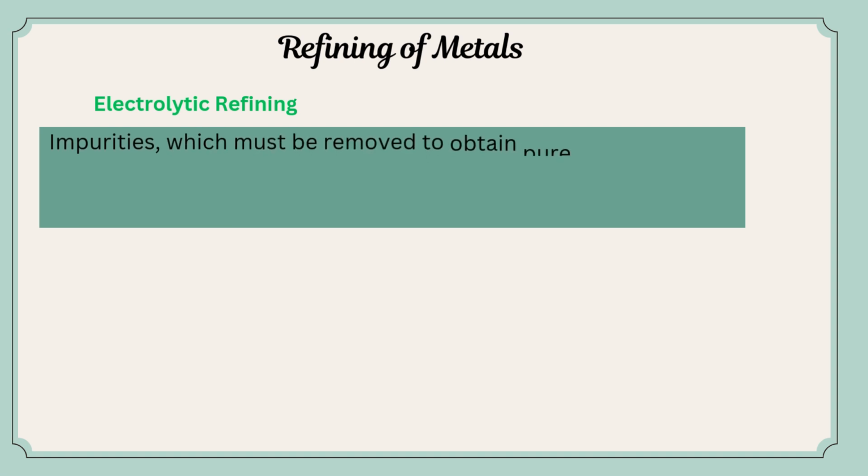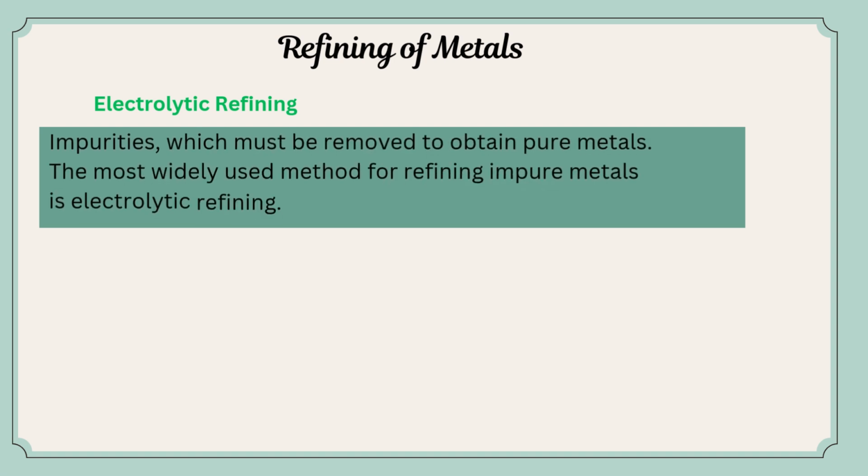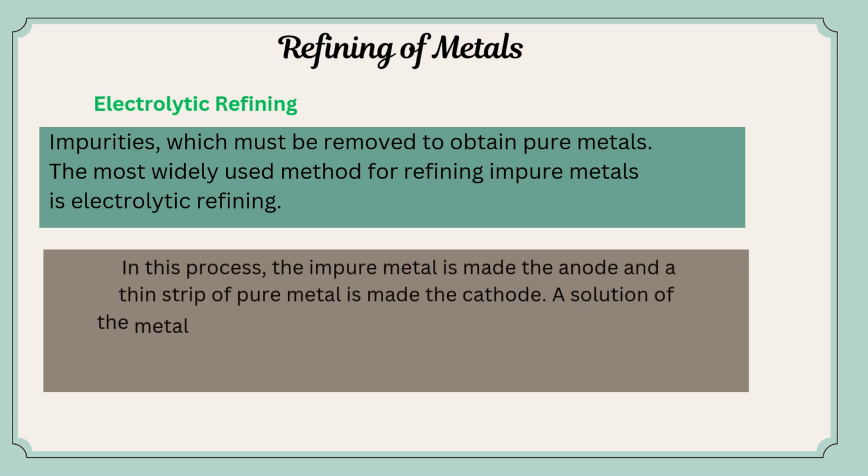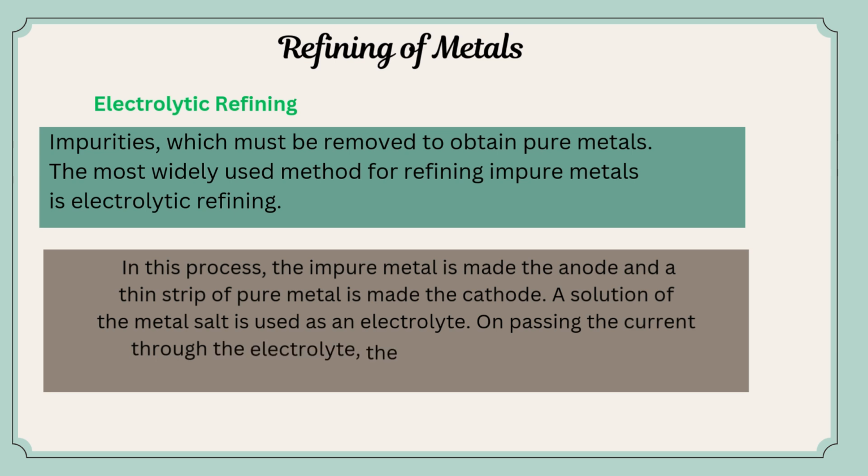The next one is refining of metals. The impurities must be removed to obtain pure metals. The most widely used method for refining impure metals is electrolytic refining. In this process, the impure metal is made the anode and a thin strip of pure metal is made the cathode. A solution of the metal salt is used as the electrolyte.